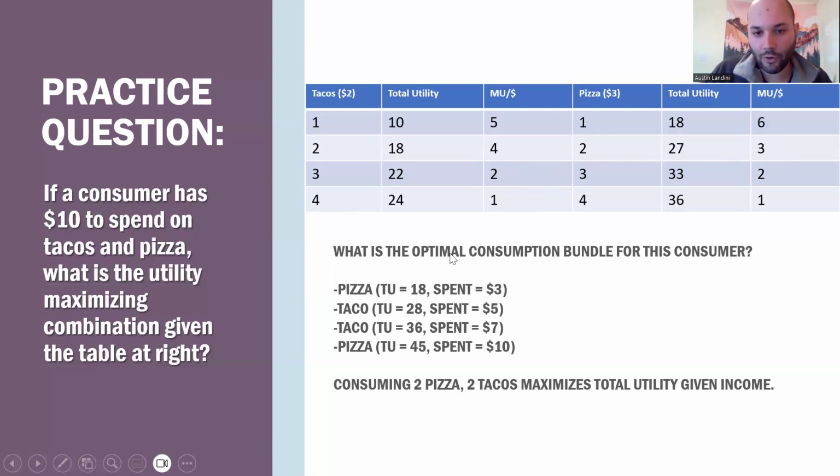All right, we can add up our total utility. The first pizza gives us 18. The first taco gives us 10. The second taco gives us an additional 8. And then the second pizza gives us an additional 9. So our total utility from 2 pizza and 2 tacos is 45. And if you want, you can check to see that any other possible combination that this consumer could buy on this table with a $10 income gives less total utility than 45, meaning this is the optimal basket of goods for the consumer to purchase.